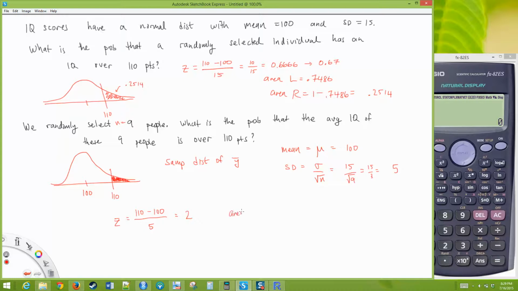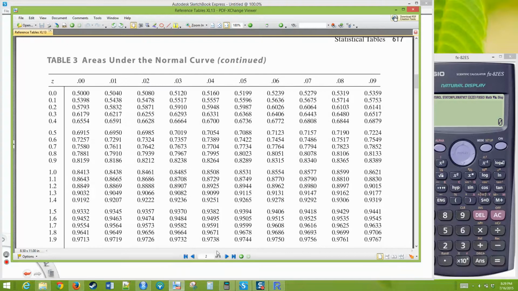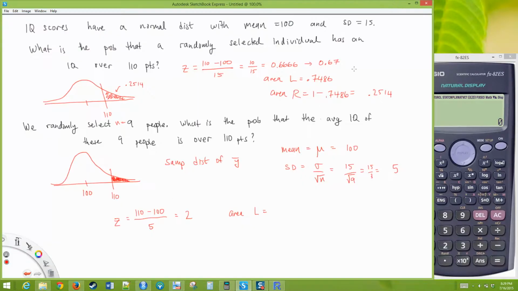I looked that up on the table, and the area to the left of 2 is, I think, 0.9772. The area to the right, which is the answer that I want, is 1 minus that, and I get 0.0228. So my answer here is 0.0228. If we randomly select 9 people, what's the probability that the average IQ of these 9 people is over 110? 0.0228.